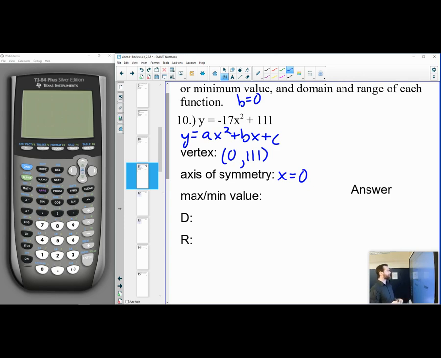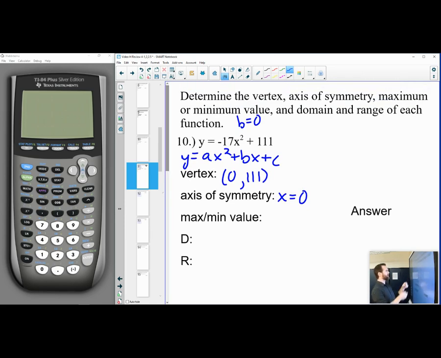Max or min, I like to think about concavity first. The a value is negative. We think, oh, negative, that's sad, that's a frowny face, so it's concave down. Vertex is up here, which means this parabola will have a maximum value, and the maximum value will be 111. Just taking that from the y-coordinate of the vertex, like always.